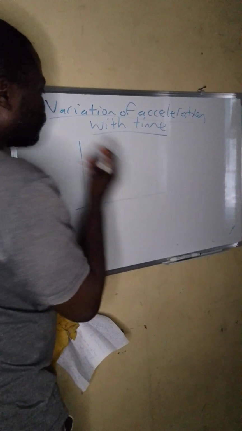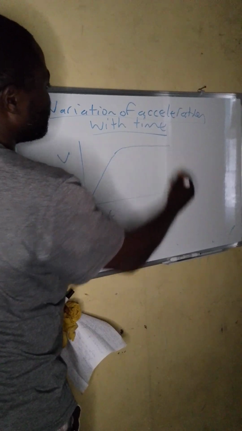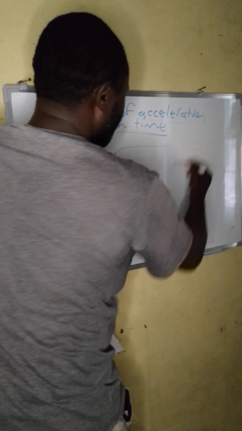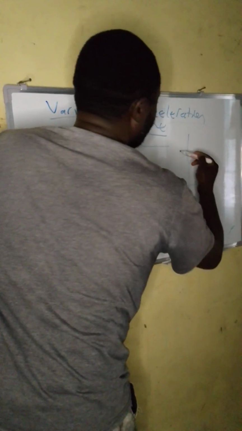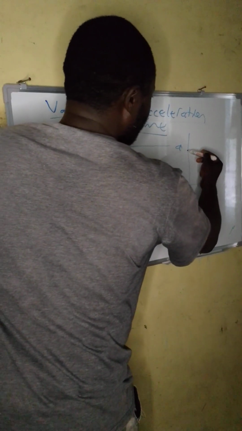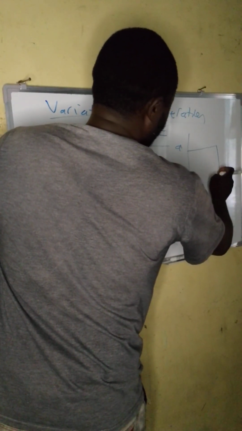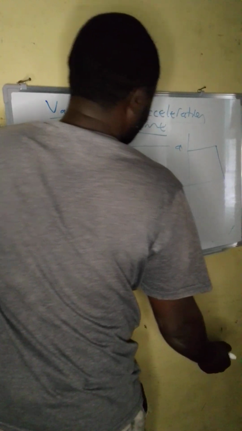So first consider the variation of velocity with time. Basically velocity varies with time. It means the corresponding graph of variation of acceleration with time would be like this. Initially from there to there, the acceleration will be constant. Then finally, the acceleration becomes 0.